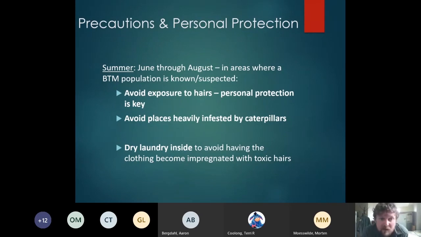So, some precautions and personal protection. Obviously, you're going to want to avoid exposure to hairs and avoid places that are really heavily infested by caterpillars. One thing that a lot of people forget is, if you're living in an infested area, you're going to want to dry your laundry inside and not out on the clothesline, because those hairs are very easily airborne, and you don't want to get them in your bed sheets and be in bed with browntail moth. It is an itchy affair, I assure you.